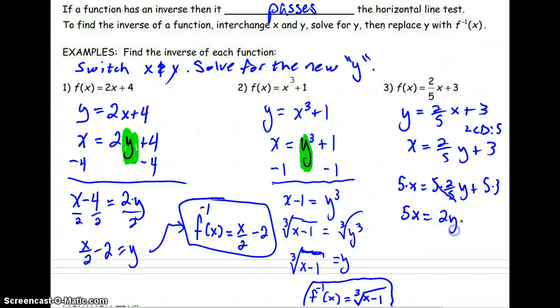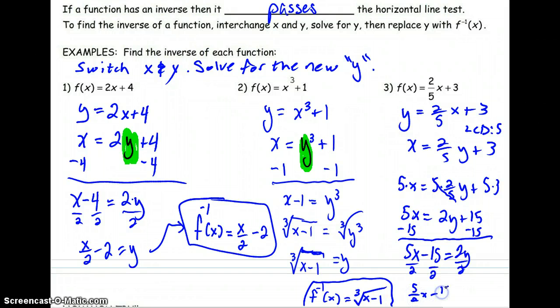You'll have 5x equals 2y. 5 times 3 is 15. So tell you what, we can subtract a 15 from both sides. We will have 5x minus 15 is equal to 2y. We will now divide everything by 2, and we will have 5 halves x minus 15 halves, and we could immediately write this, instead of y, as f inverse of x, since we know that this is the inverse.